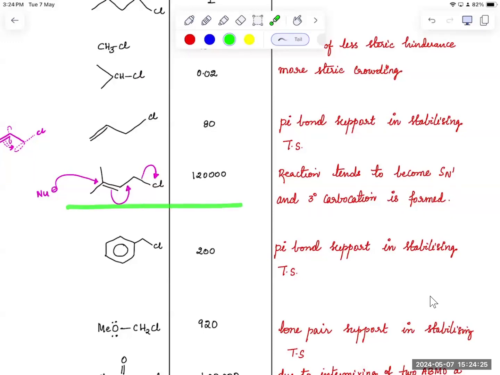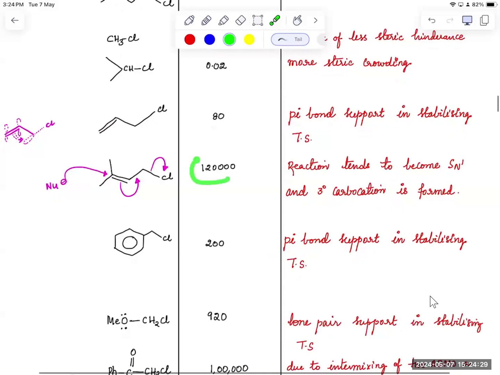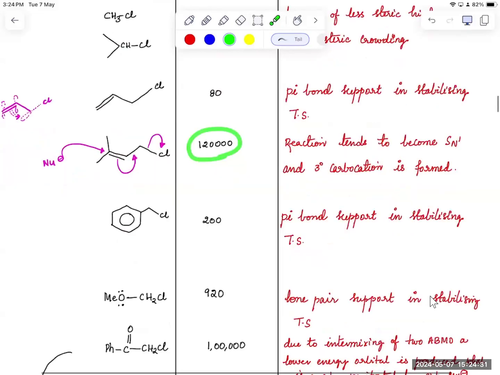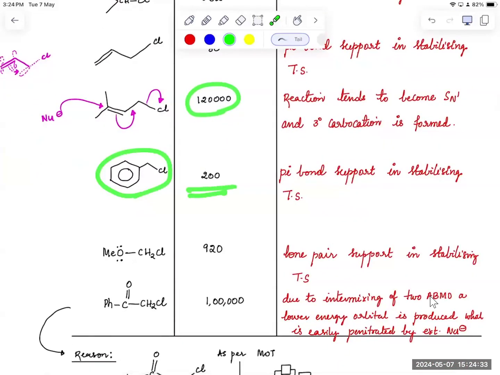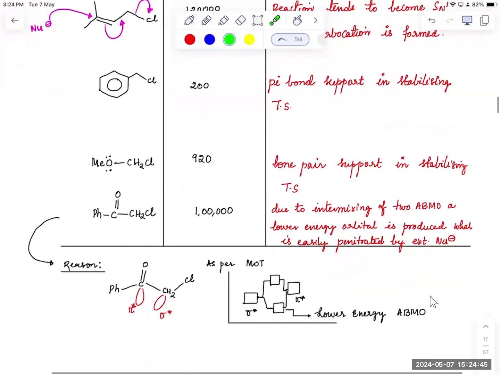Now, this type of attack is also highly favorable, right? And that will have an extremely high rate. Next, benzyl chloride also has a very high rate. You can see pi support is there. Now, lone pair support is there. If the lone pair support is there, then also you will see a very, very high rate of reaction. Lastly, this is a very special case.